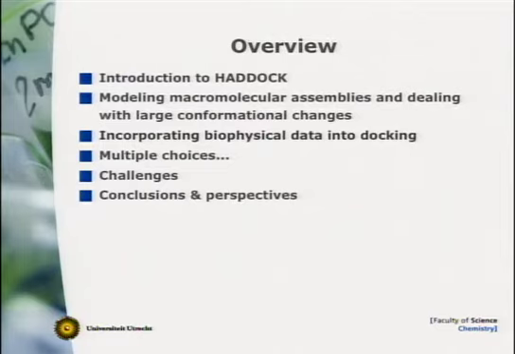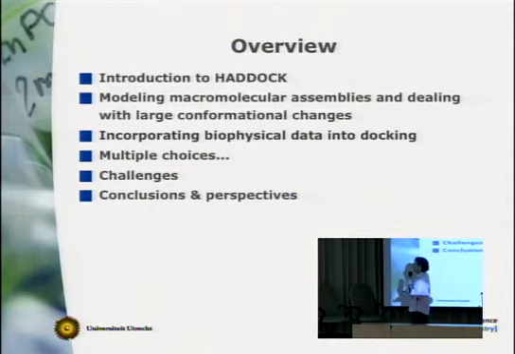tell you today, I will give you first a short introduction to HADDOCK. Well, maybe not so short, but some introduction to HADDOCK. I will not speak in general terms about docking. I will assume that you know enough of that. Then I'm going to describe the modeling of larger assemblies, meaning by that systems that are built of more than 2 molecules, and also how to deal with large conformational changes.